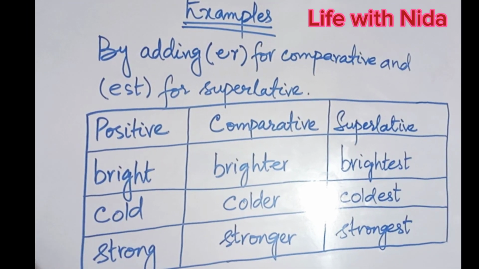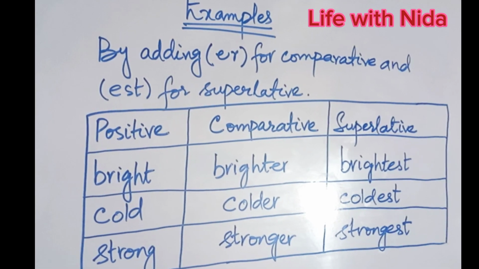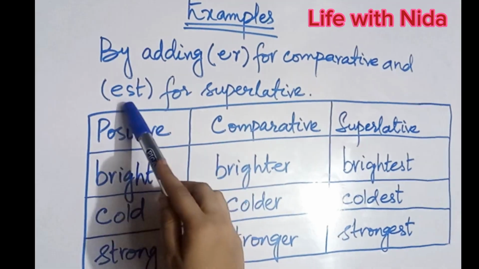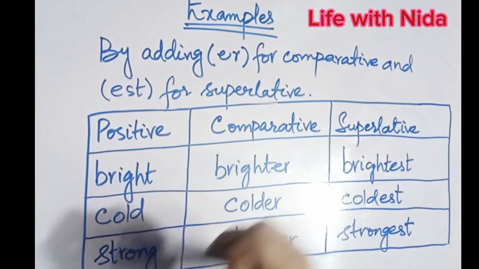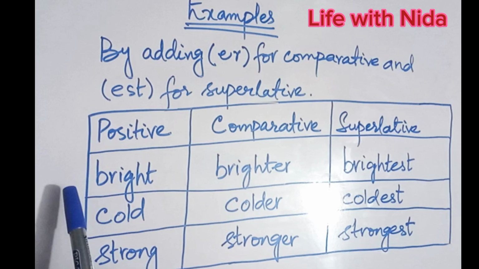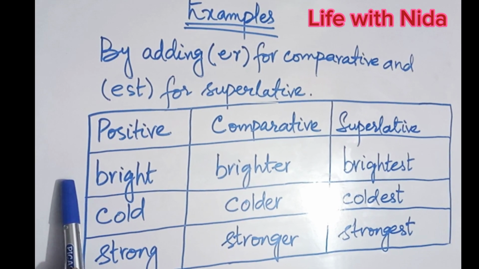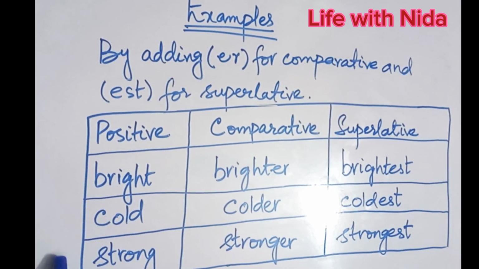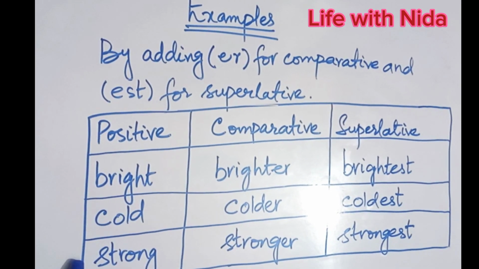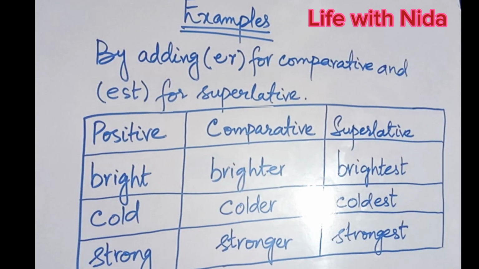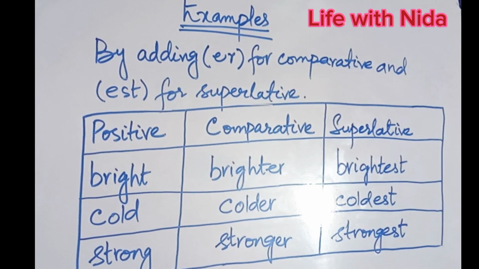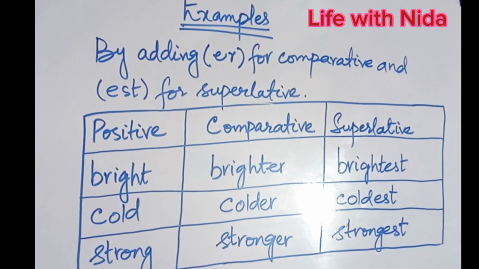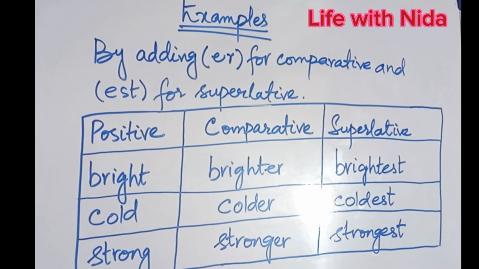Now, let's look into some more examples of comparative and superlative degree, by adding ER for comparative and EST for superlative at the end of the positive degree. Number 1, bright, brighter, brightest. Number 2, cold, colder, coldest. Number 3, strong, stronger, strongest. So these are the examples of the comparative and superlative degree by adding ER for comparative and EST for superlative at the end of the positive degree.